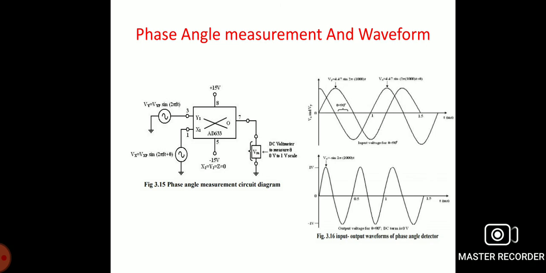So this is a circuit diagram model of phase angle measurement using the AD633 multiplier IC, and also the input and output waveforms of phase angle detection. So the two different phase angles of the input can be measured as a single output, which is a factor of cos theta. So the equation of output voltage in the product of the two input signals is 4.47 volts.